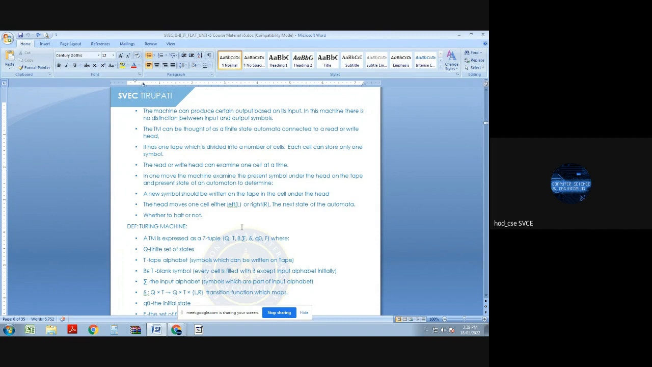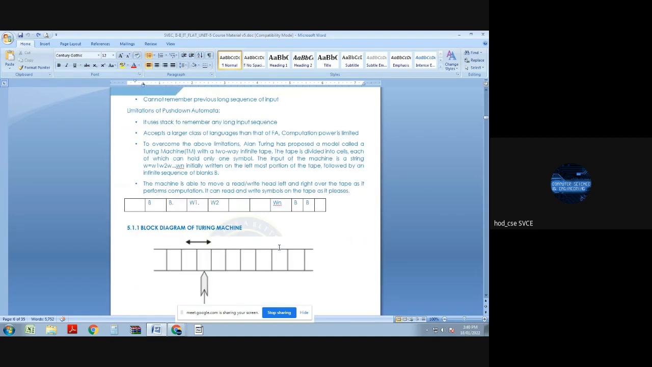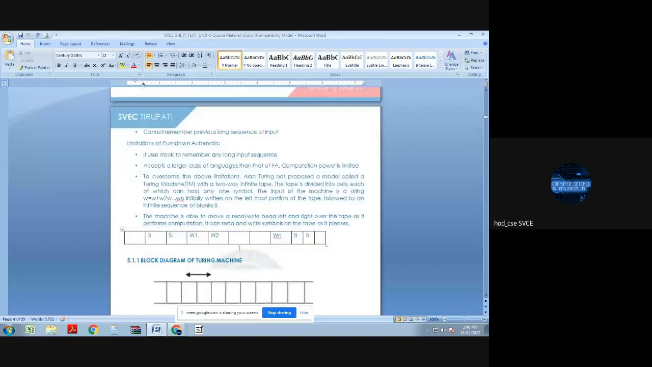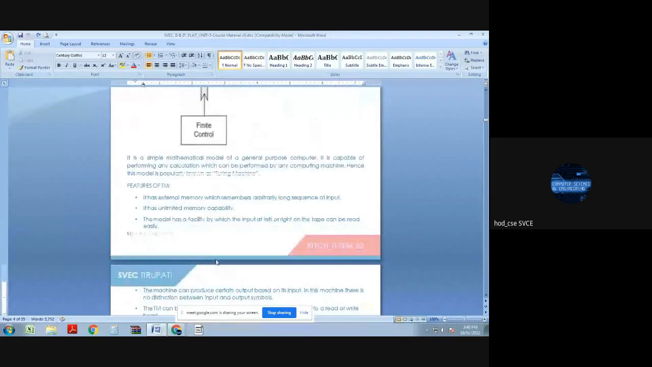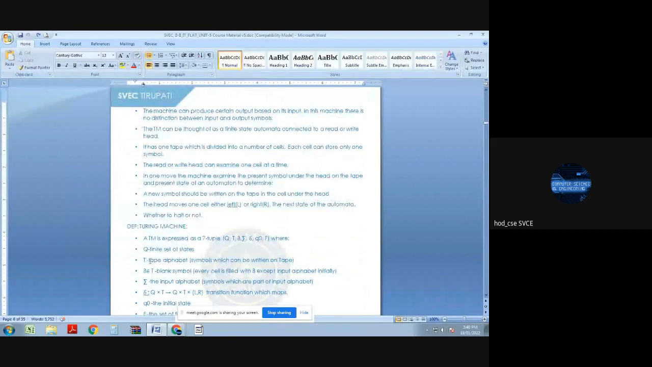So coming to the remaining two tuples, gamma is one tuple and B is one tuple here. So what are gamma and B? Gamma is nothing but the tape symbols, the symbols which can be written on the tape. So not only can we read, we can also write onto the tape. Those symbols written onto the tape are represented by gamma.